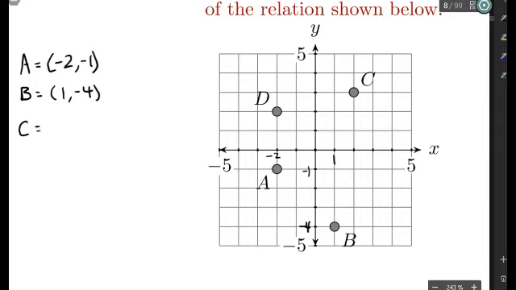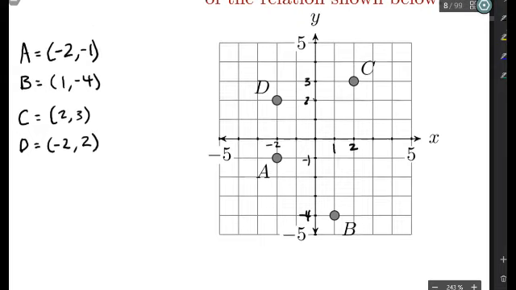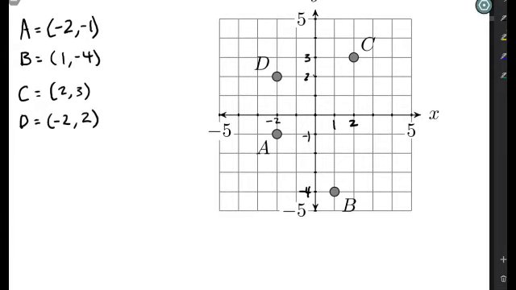And C looks like (2, 3). So C equals (2, 3). And D equals (-2, 2). All right.